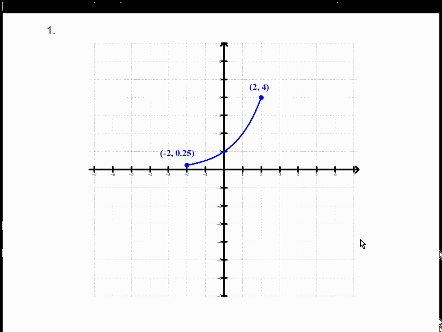Okay, the first thing we do to sketch the inverse is we draw the line y equal x. Remember, it goes through 0, 0, 1, 1, 2, 2, 3, 3. So there's the line y equal x. The idea is we want to reflect this curved blue segment through that red dotted line.